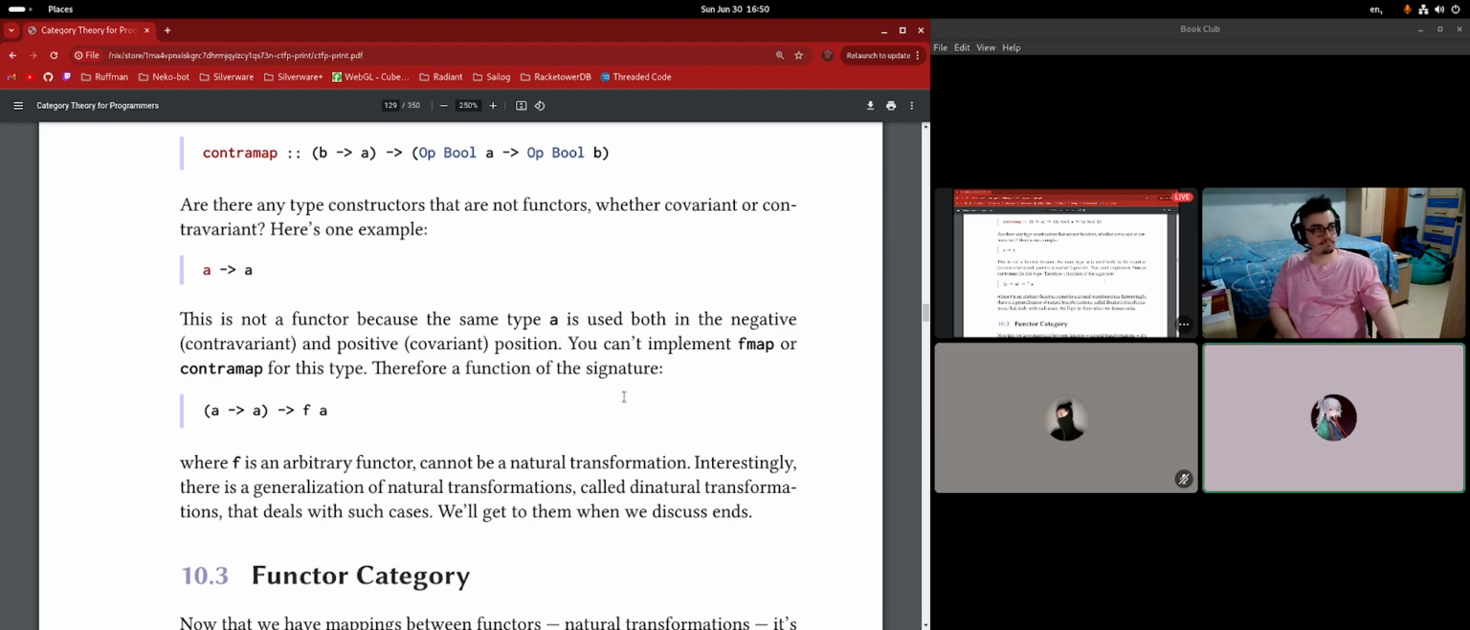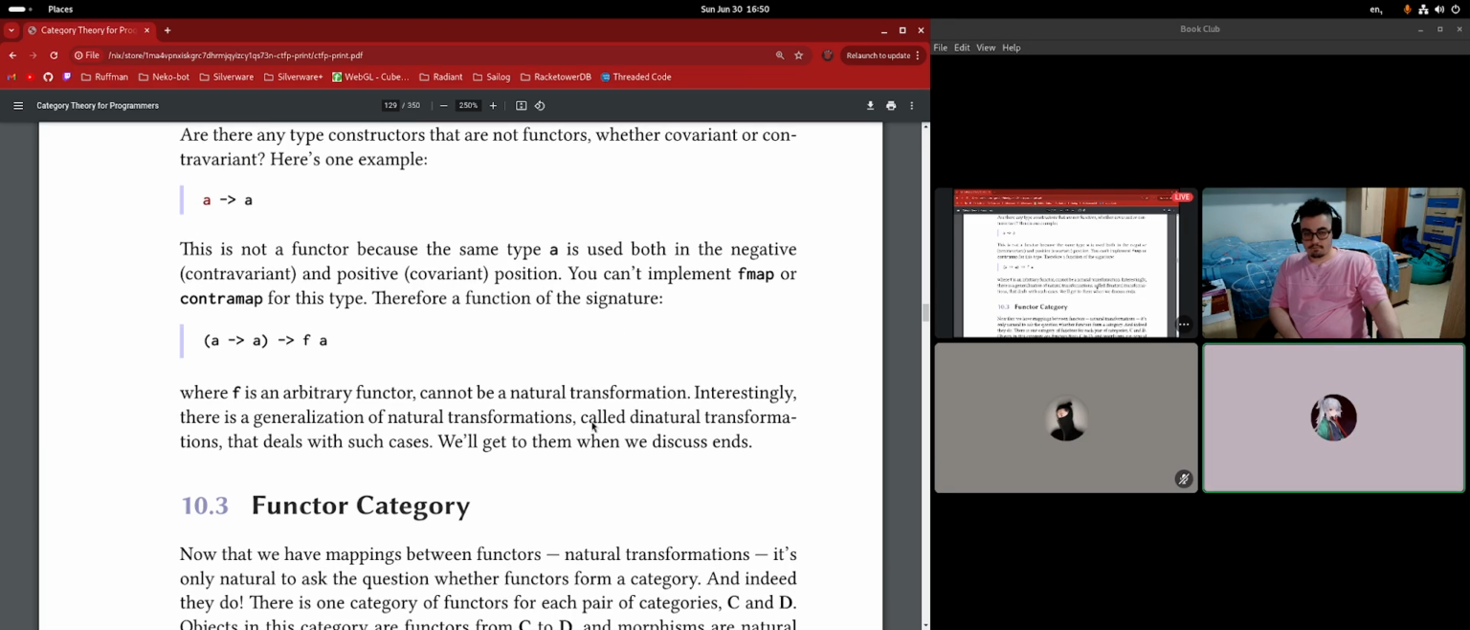Fun fact, you also can't do it if you have a mutable cell, because with a mutable cell, you can put stuff in it. So that would be contravariant, right? Because you need to pass it as an argument to actually put it inside of the mutable cell. But then you also want to read the cell later, so that's covariance because it's in a result position.